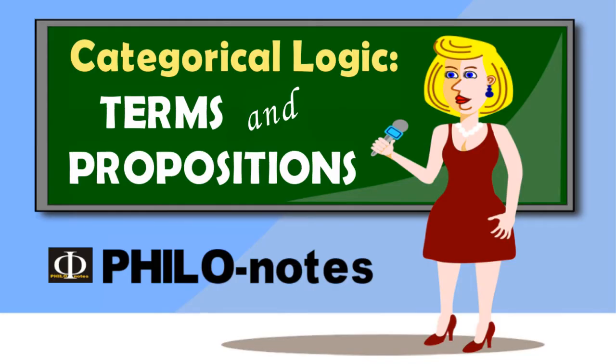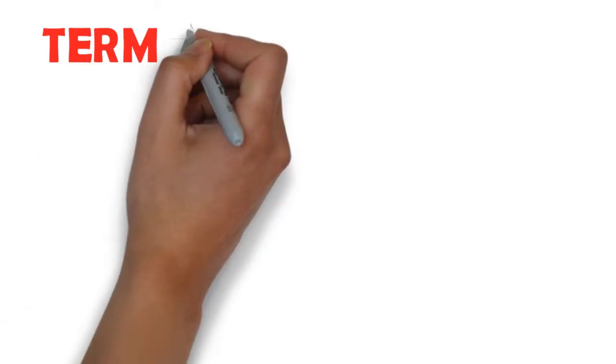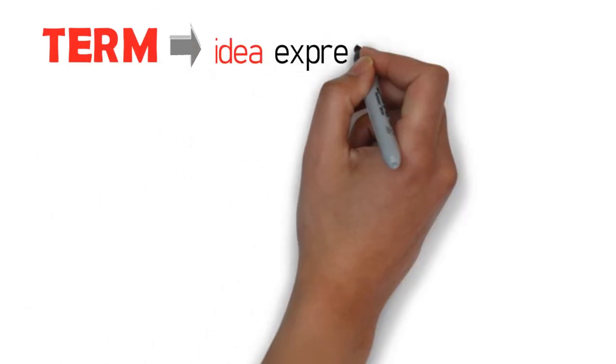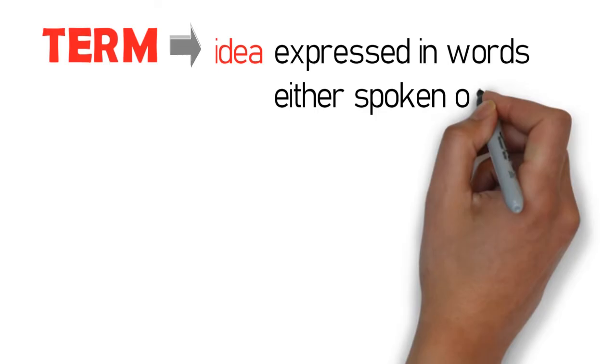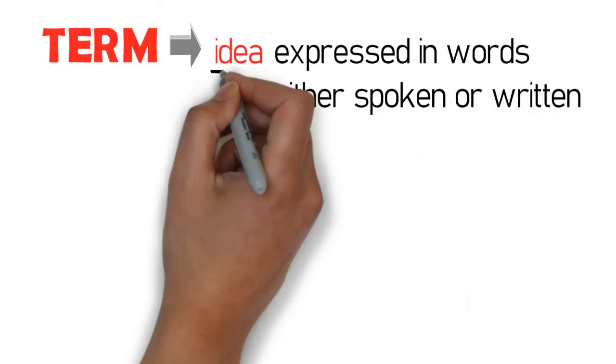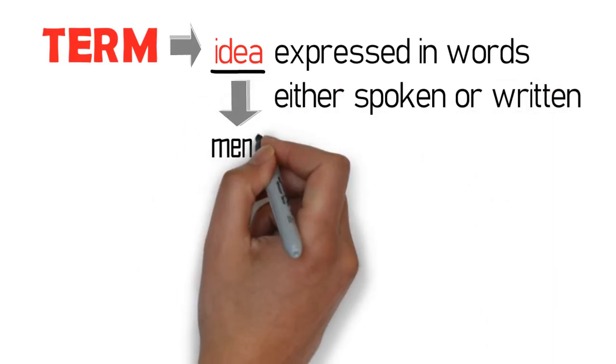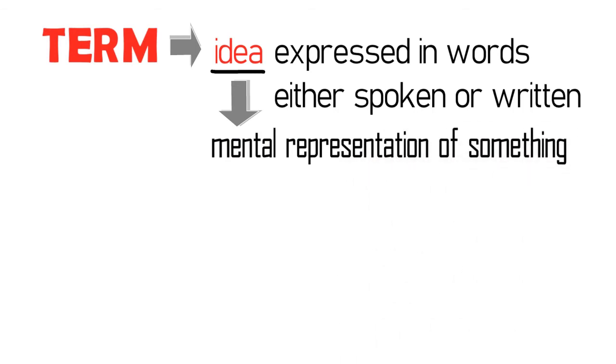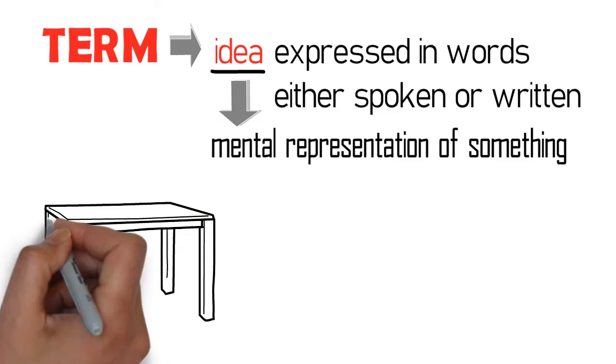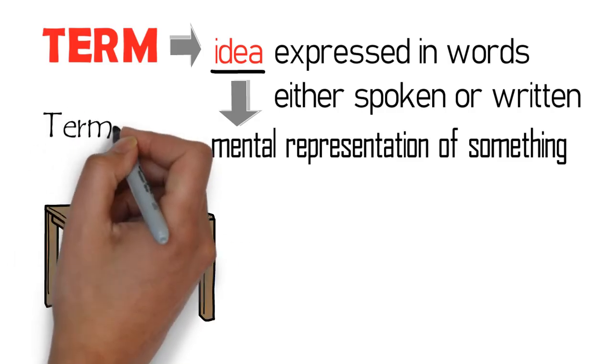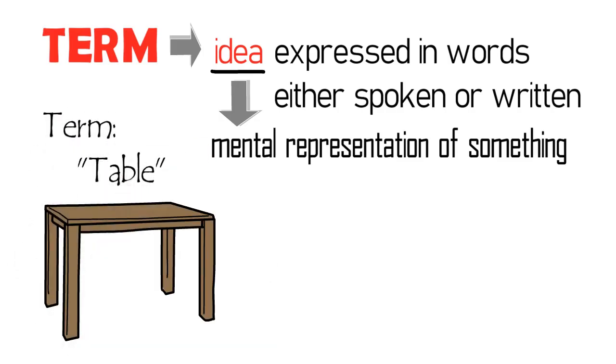First of all, logicians define a term as an idea expressed in words, either spoken or written. And of course, an idea is understood as the mental representation of something. Hence, when one says, for example, a table, then we have a term, that is, table.